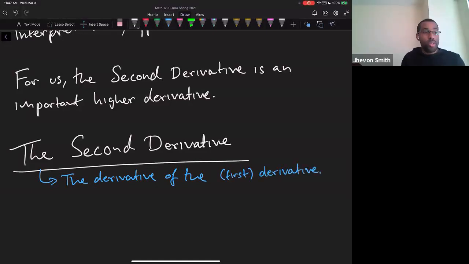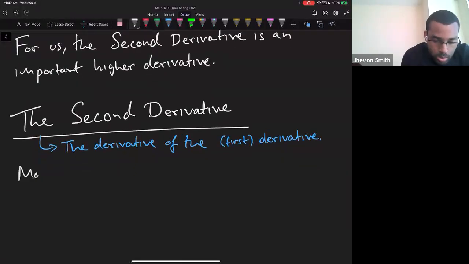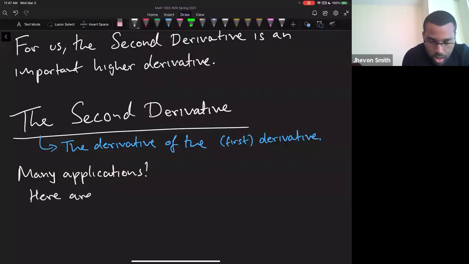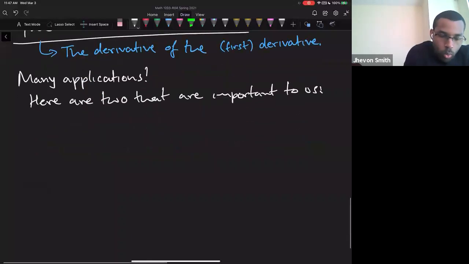Okay, turns out that can tell you a lot of applications, so many applications. Here are two that are important to us. So one application is to the physics of motion.